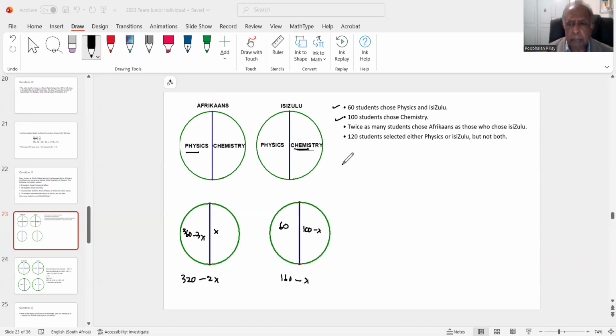So you got 360 minus 3x, that lot, plus 100 minus x. This lot here will be 120. Okay, so what have you got here now? Take all the x's to one side, 3x plus x is 4x. On the other side you got 360 plus 100, which is 460, minus 120.